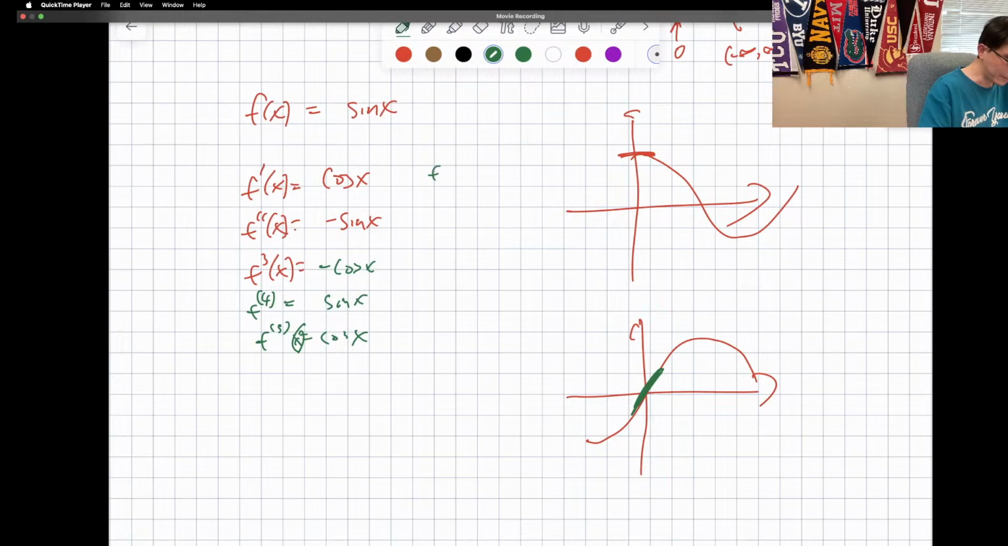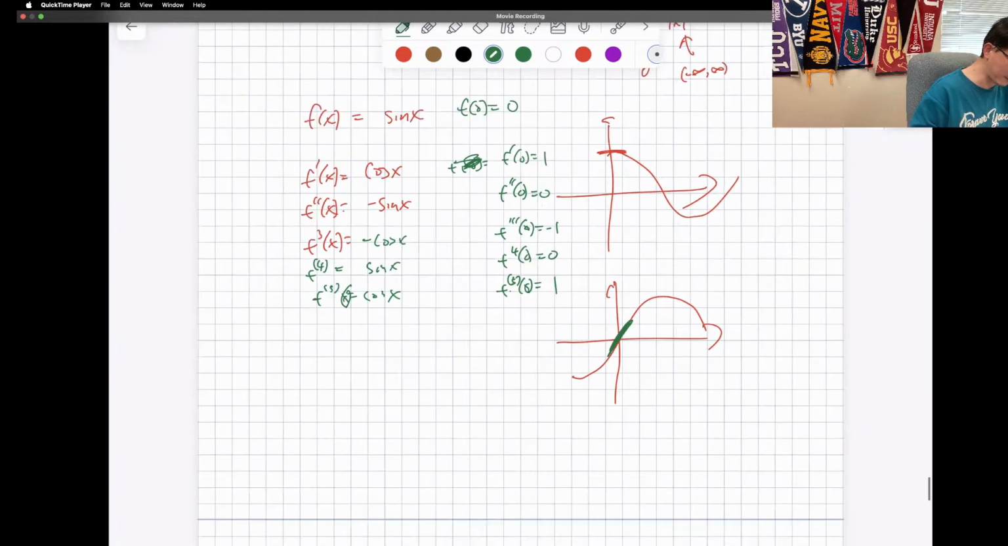Okay, so f of 0 is what? 0, right? What's f prime of 0? 1. What's f double prime of 0? 0. What's f triple prime of 0? Negative 1. What's f fourth of 0? 0. What's f fifth of 0? 1.